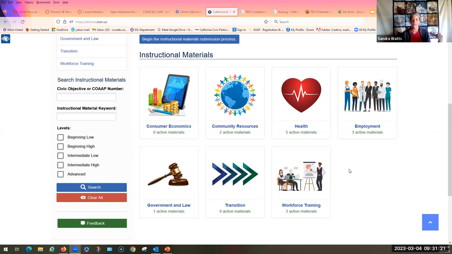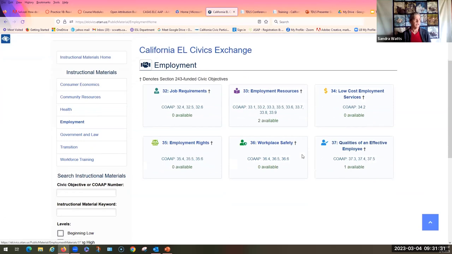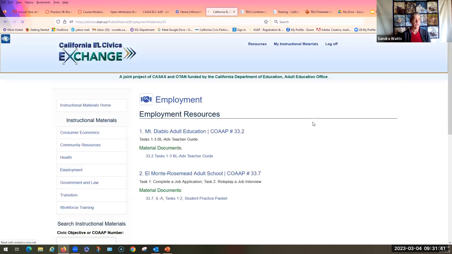So let's say you're looking for employment materials right here. Can you see where it says 3 active materials? If you click on that, it will tell you, okay, so for COAP 32, nothing. For COAP 33, there are 2 materials available. So you can click on that and see what's available. There's something from Mount Diablo and something from El Monte Rosemead.